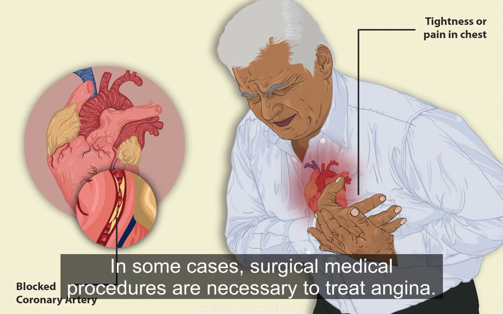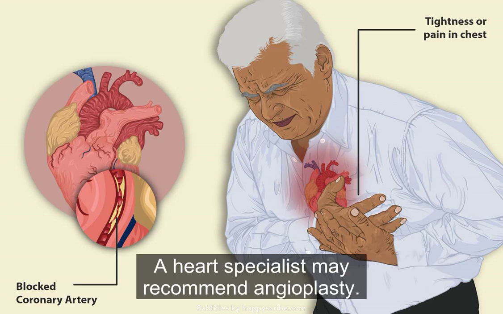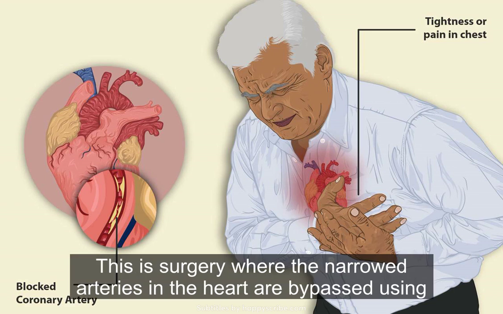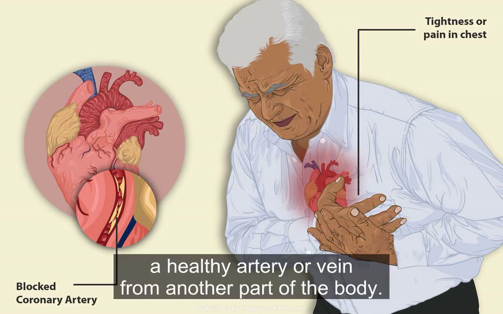In some cases, surgical medical procedures are necessary to treat angina. A heart specialist may recommend angioplasty. Coronary artery bypass grafting is another standard procedure. This is surgery where the narrowed arteries in the heart are bypassed using a healthy artery or vein from another part of the body.